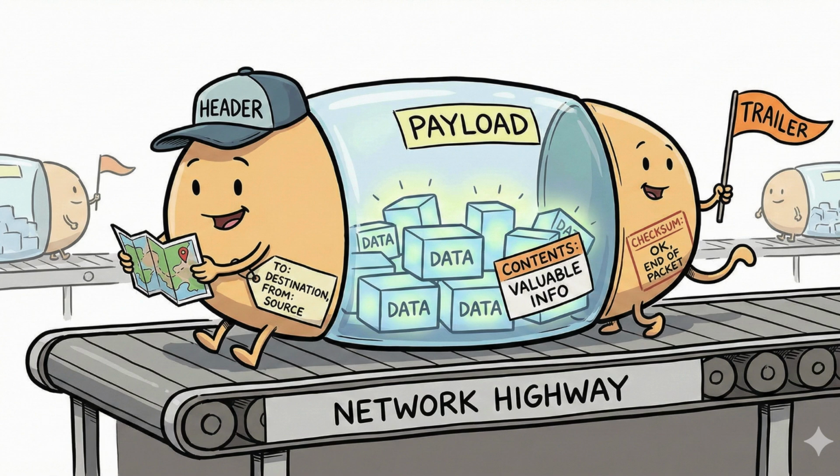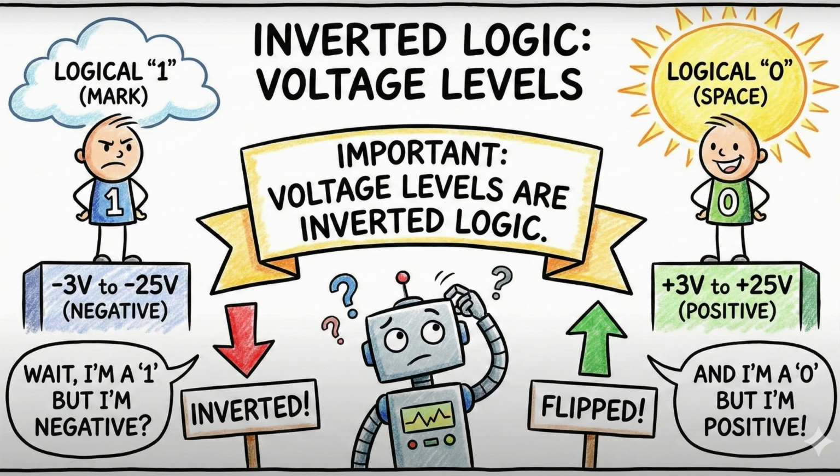The data and the physics. Now, what exactly are we sending? We don't just throw raw data into the wire. We encapsulate it into a packet. Header. Like an address on an envelope, it tells us where it's going. Payload. This is the actual valuable information inside. Trailer. This signals the end of the message, often containing a checksum to verify that the data didn't get corrupted along the way.